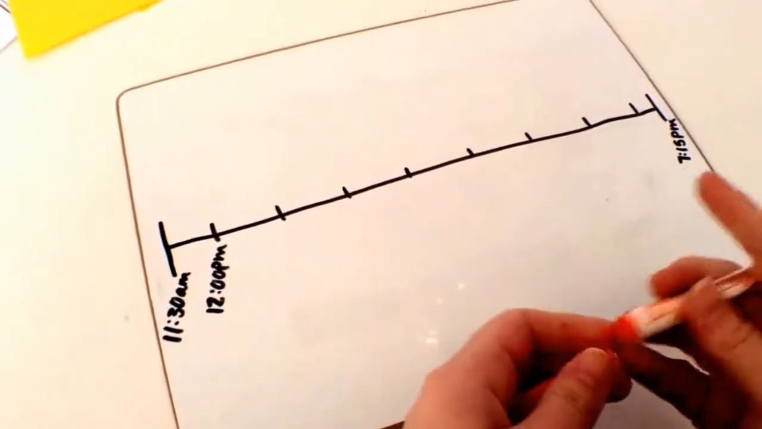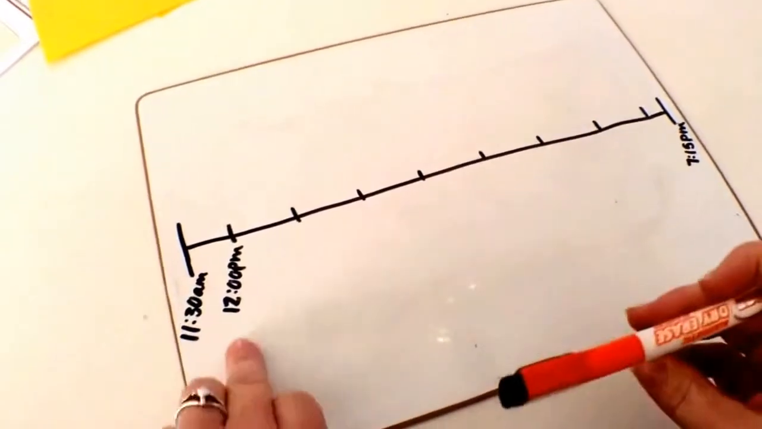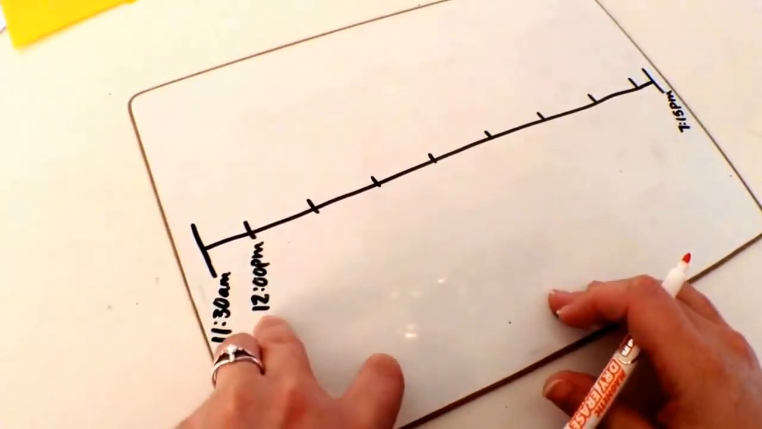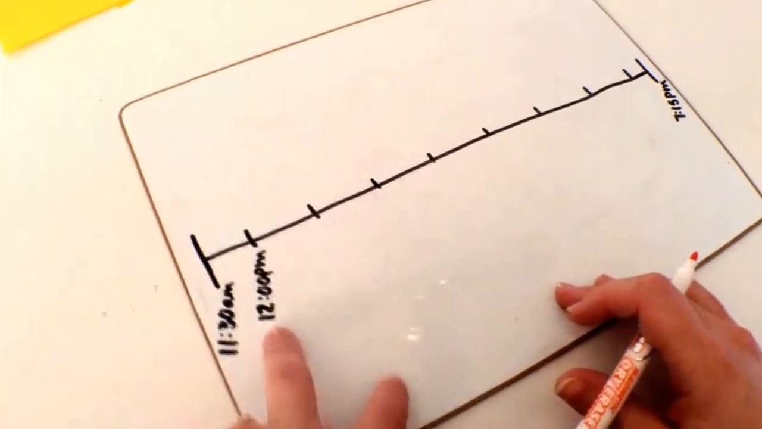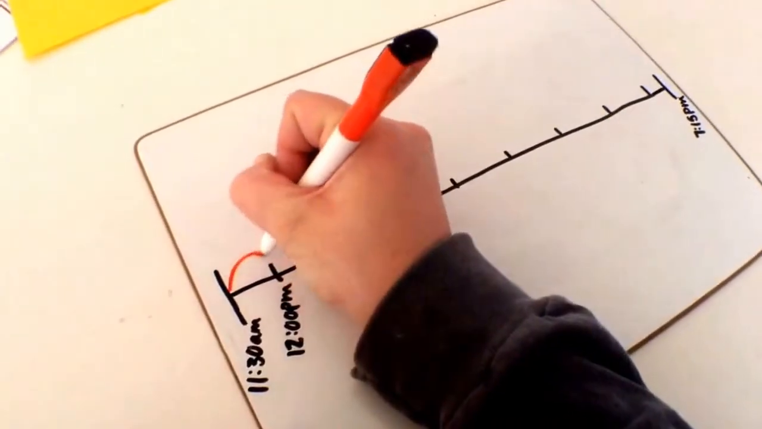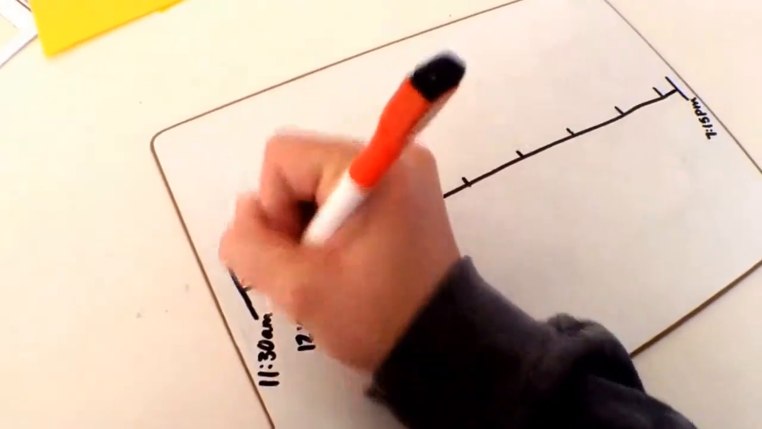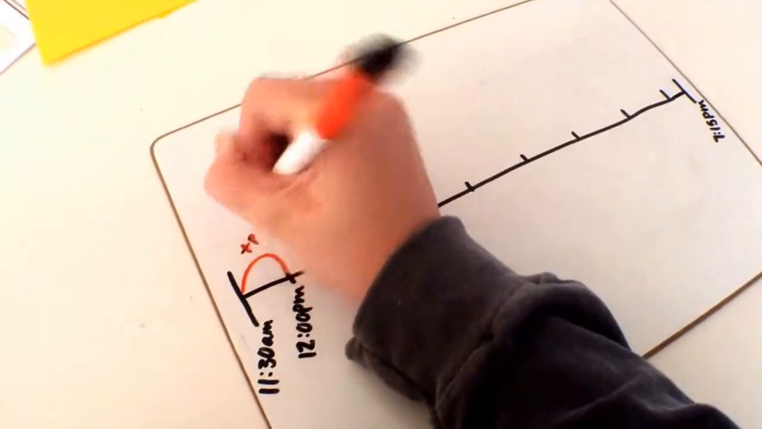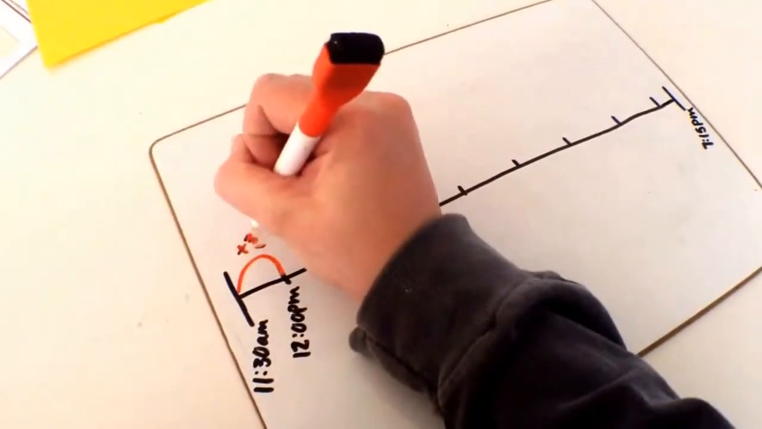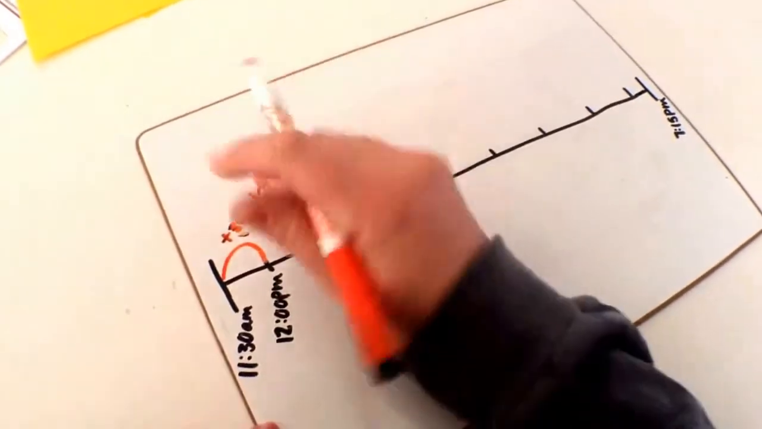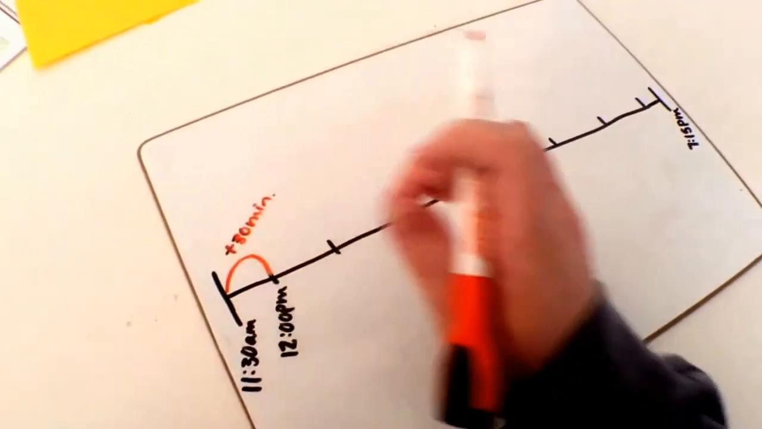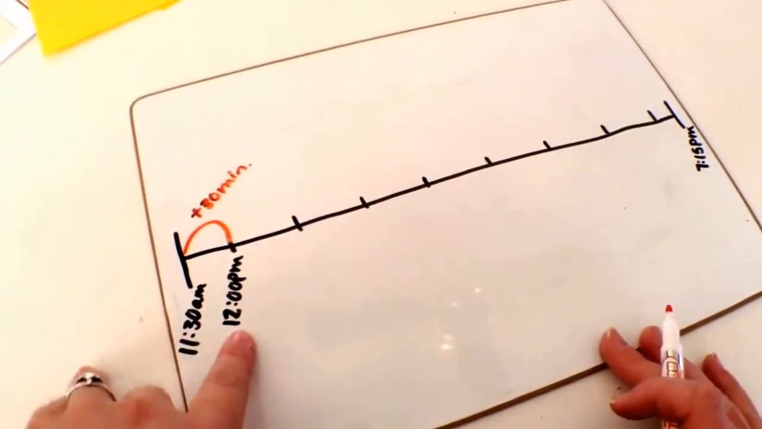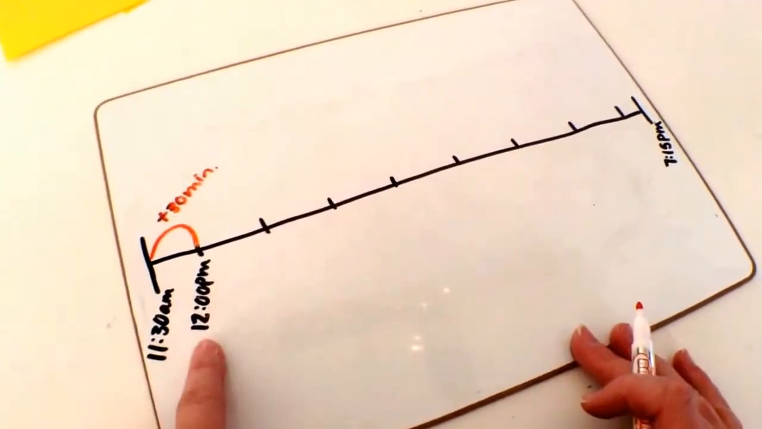So to start off, I'm going to jump from 11:30 a.m. to 12 o'clock p.m. That would be 30 minutes, and I'm just going to do that so we're at an even number as we're jumping. I'm also going to put plus 30 minutes up at the top so that I can keep track of the time that has elapsed. Okay, so I jumped from 11:30, 30 minutes, to 12 o'clock p.m.